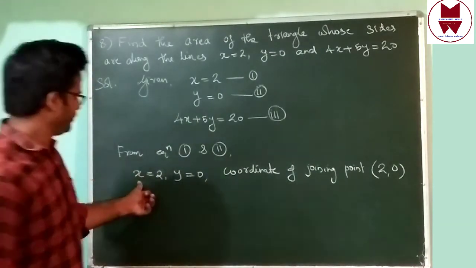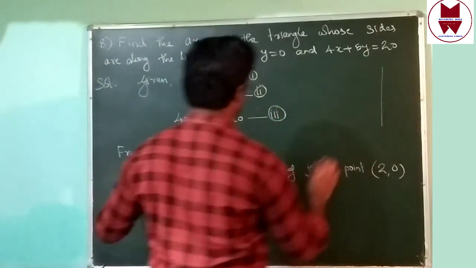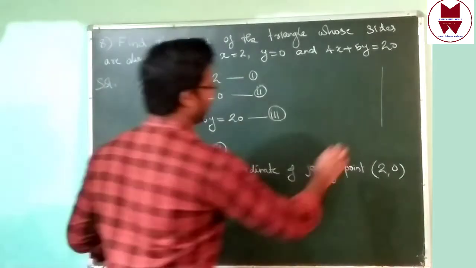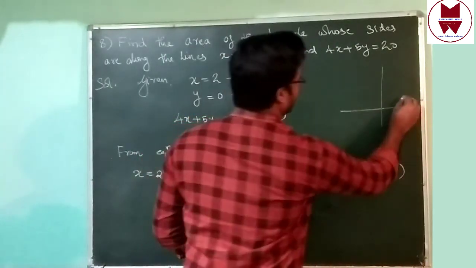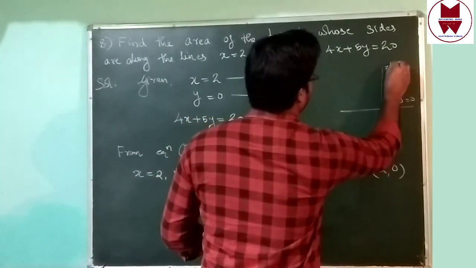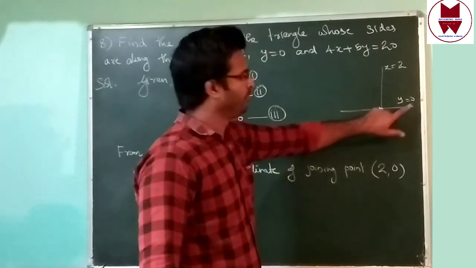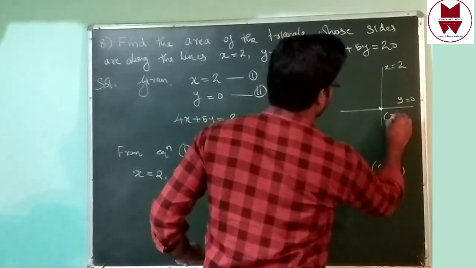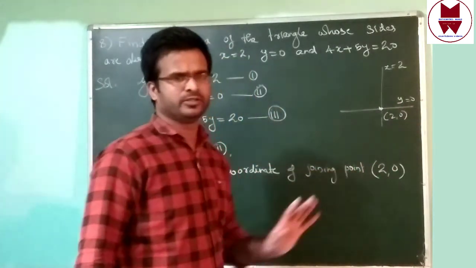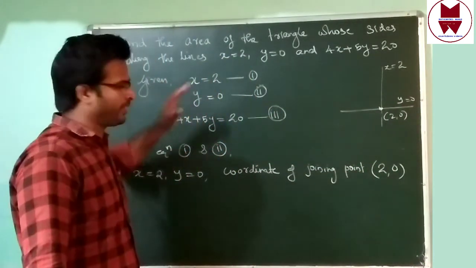Then if you draw x equal to 2, we will get one line. Then y equal to 0, we will get one line. This is y equal to 0, this is x equal to 2. What is joining point? X value is 2, y value is 0. This joining point you will get 2, 0. I written 2, 0 using equation number 1 and 2.